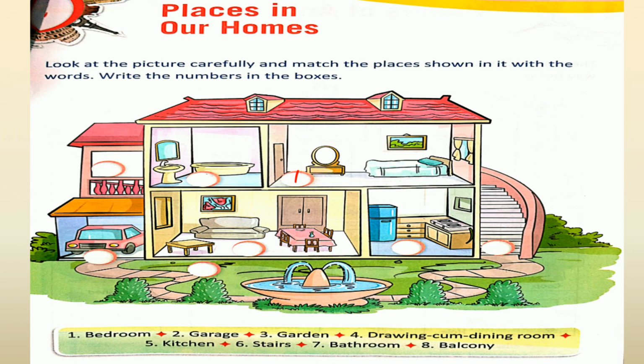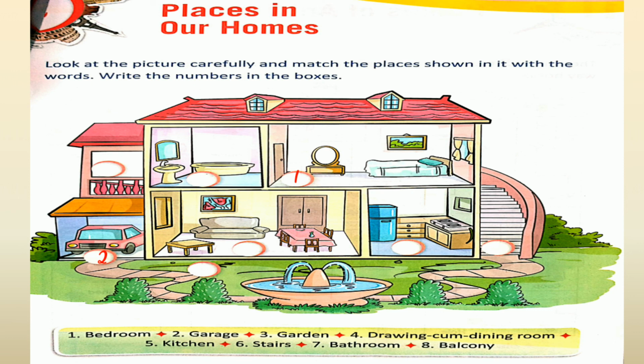Okay, very good. Now number 2, garage. Where is the garage in a house? Where do we find a garage? Yes, this is the place where we can find the garage. Here we can write the number 2. Everybody write with me. Very good. Number 2 is a garage.